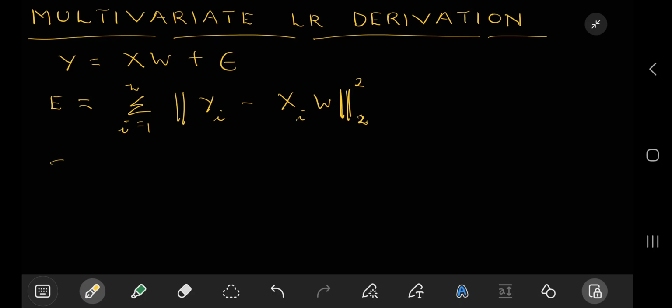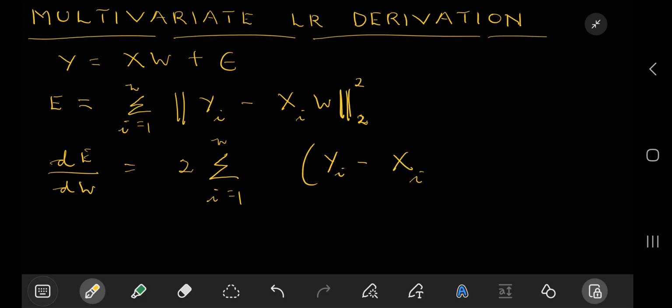Let us take dE by dw. This can be written as, the 2 will come outside, 2 times sigma i equal to 1 to n, yi minus xiw, and here I left a space intentionally, for the term xiw. So this 2 is already dealt with. Next is the term xiw. What is the derivative of minus xiw? It will be minus xi transpose. So that minus I am putting here and xi transpose I am putting here. So now the equation became minus 2 times sigma i equal to 1 to n, xi transpose into (yi minus xiw), and this should be equated to 0. This is how you have to equate the derivative with respect to w to 0 and finally find the value of w. So let us solve this.